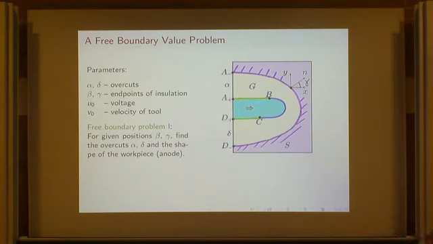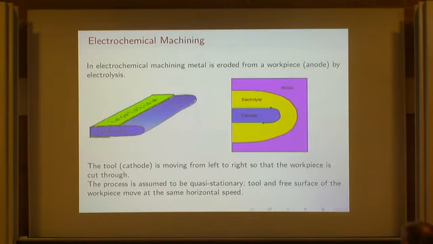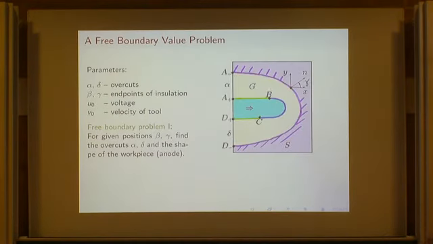Again, there are parameters involved, and depending on which parameters are given and which have to be determined, we can set up several problems. Here's the first one, which I show you. We may have given positions. Go back one slide. So this tool consists of two pieces. One is non-isolated, and there's a second part which is isolated. And we can control the points at which the insulation ends. So these are the two points B and C here in this model.